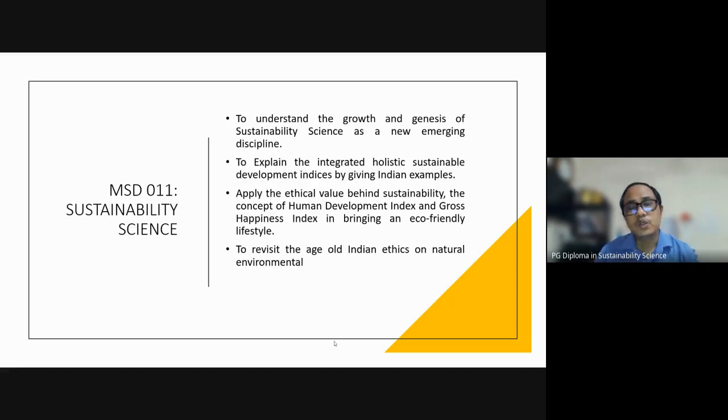Then let us have a quick look into what we are going to learn in the course Sustainability Science. The major objective of this course, in our IGNOU distance education pedagogy, what is a paper in the conventional system we say a course, chapters are blocks, and a unit is a unit, right? In this course, we'll try to understand the growth and genesis of sustainability science as an emerging discipline, to explain integrated, holistic sustainable development by giving Indian examples.